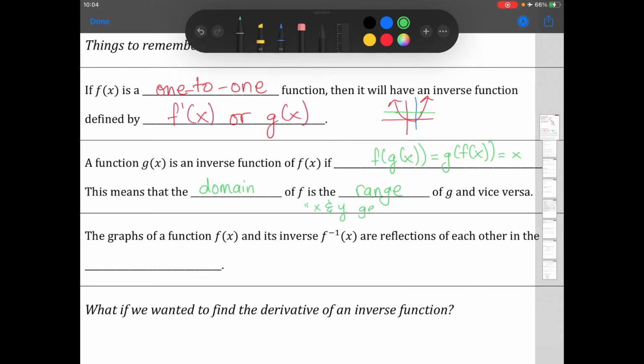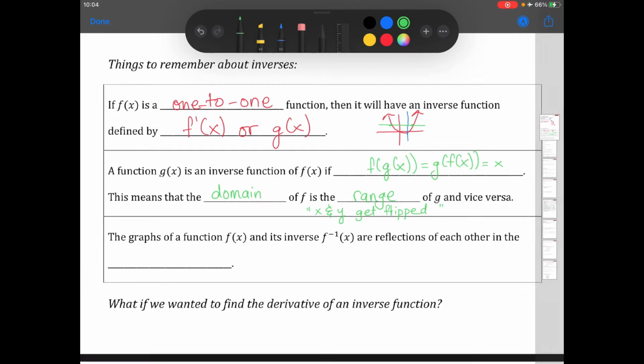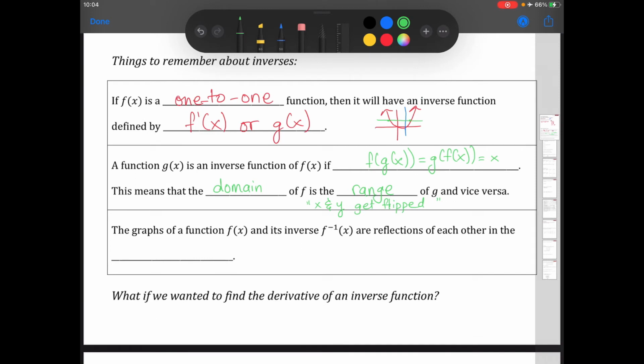Basically, what can I say? X and y get flipped because it's a reflection over the y equals x line, right? So the graphs of the function f of x and its inverse, f inverse of x, are reflections of each other over the line, which we talked about, y equals x.